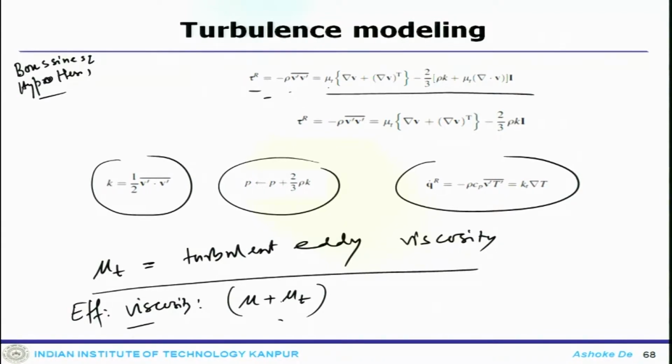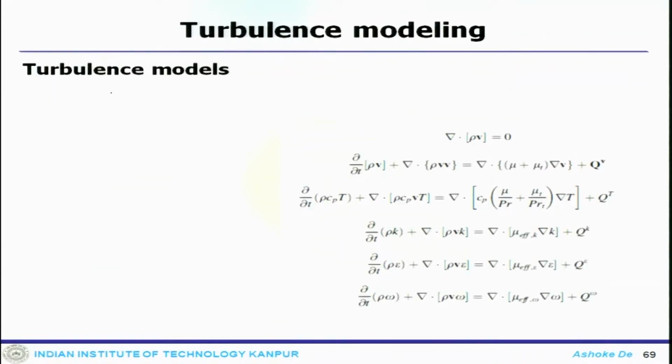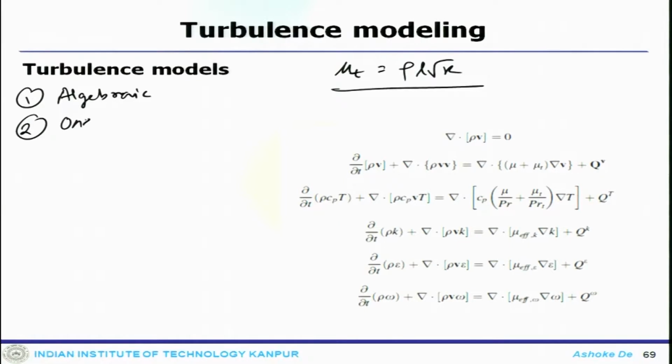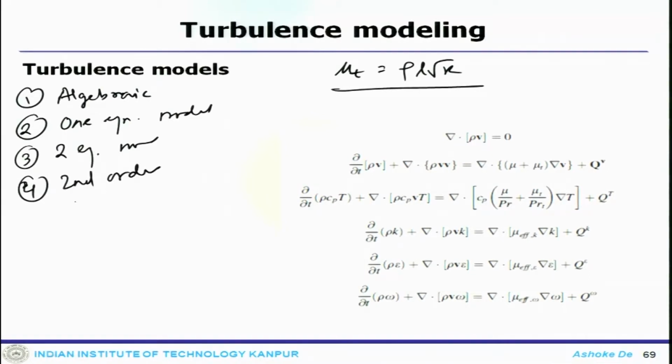Now, how to calculate this? That gives rise to different kinds of turbulence models. If you have mu t, it is estimated like this, and one can have an algebraic turbulence model, one can have a one equation model, one can have a two equation model, and then one can have a second order closure model. So, there are different kinds of RANS models one can see.